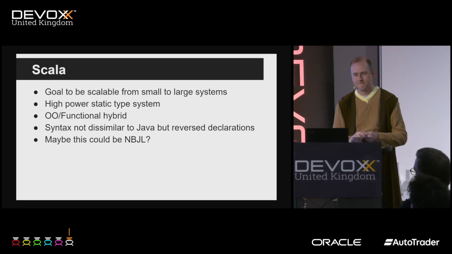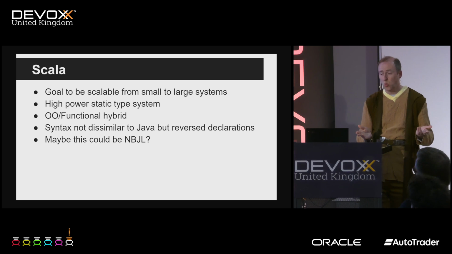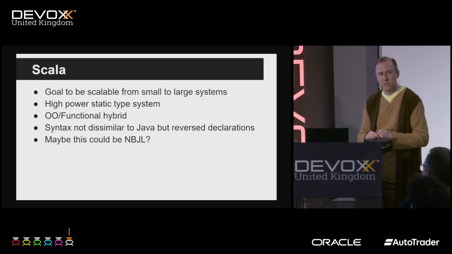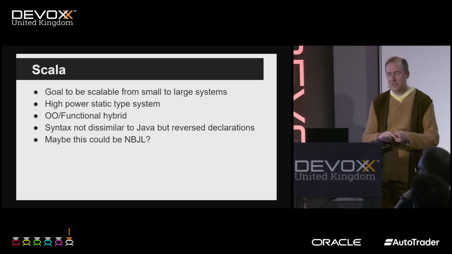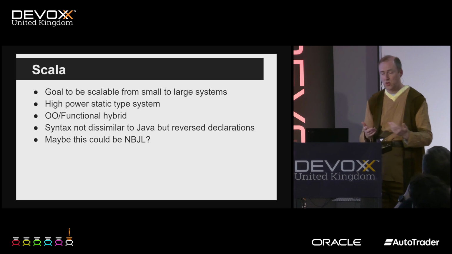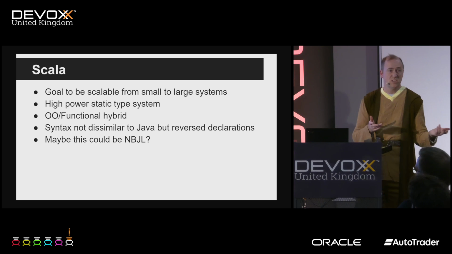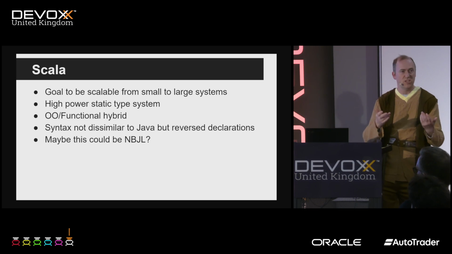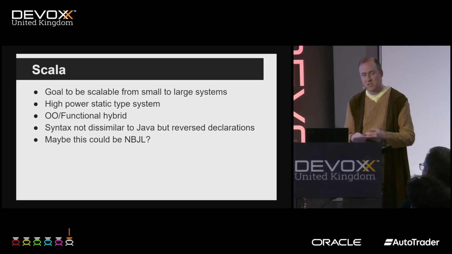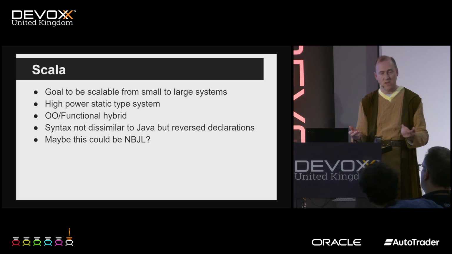Scala. Yeah, it has that goal to be scalable from small systems to large systems. It has this static type system. Well, that's true. OO and functional hybrid. Well, I said that was probably going to be the case. It looks a bit like Java. I mean, yeah, reverse types, not a huge deal, right? So perhaps this could be the Next Big JVM Language.